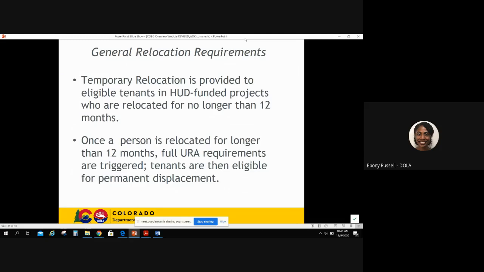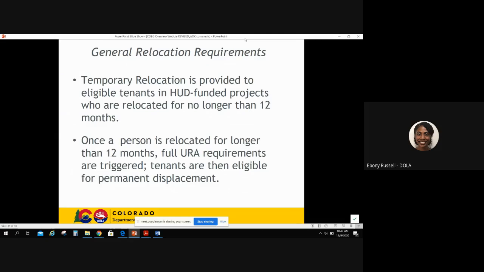So now that we've covered the acquisition of the property, we have to look at the people who are affected by that acquisition. And these are the general relocation requirements. Temporary relocation is provided to eligible tenants in HUD-funded projects who are relocated for no longer than 12 months. But once they've been relocated longer than 12 months, then permanent displacement is triggered and full URA requirements are triggered.